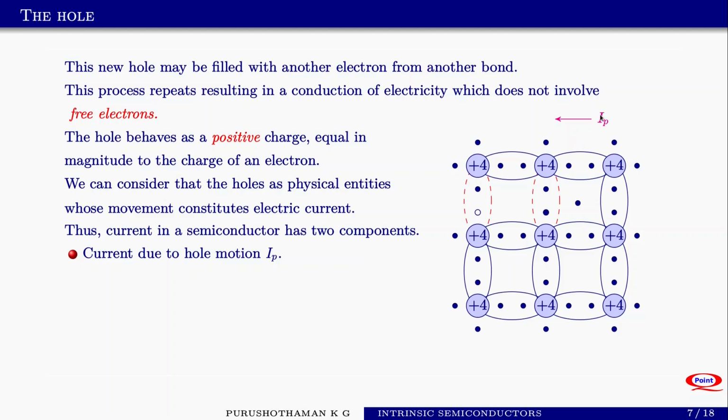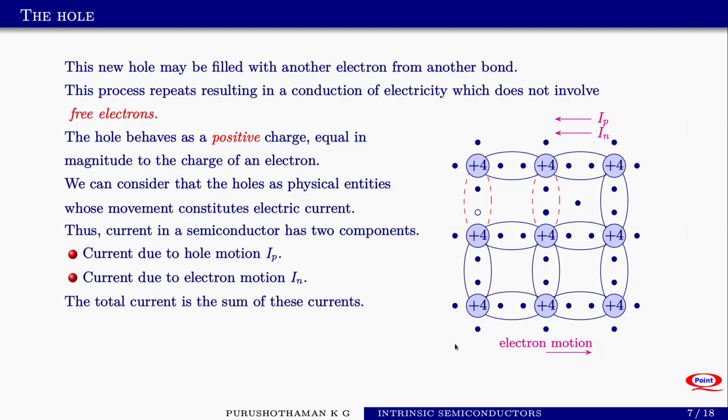Suppose IP is in this direction, as the hole is moving in this direction from right to left. And a second component due to the motion of electrons, we call it IN, which is opposite to the direction of flow of electrons. Electrons are moving from left to right. The current is in this opposite direction. So both the currents are in the same direction and the total current is the sum of these currents. Electrons and holes are called carriers of electricity, or simply carriers.